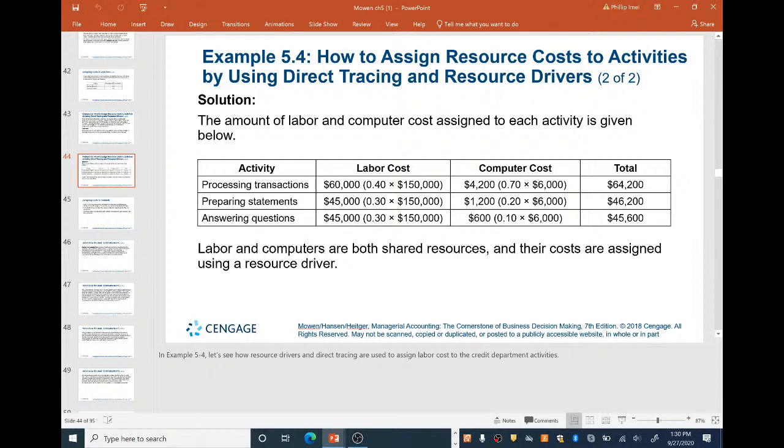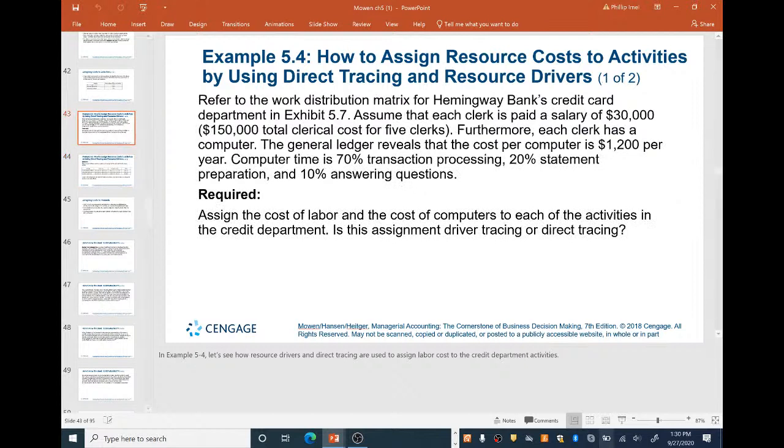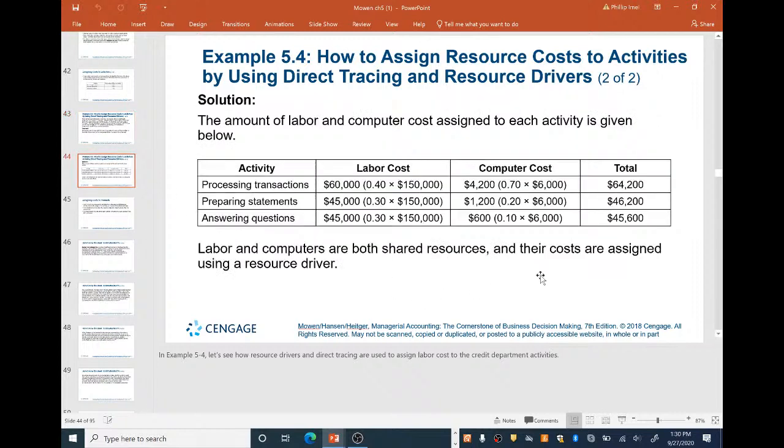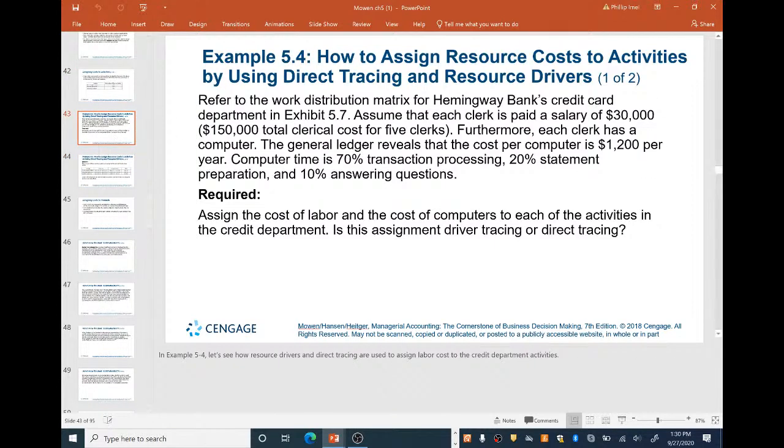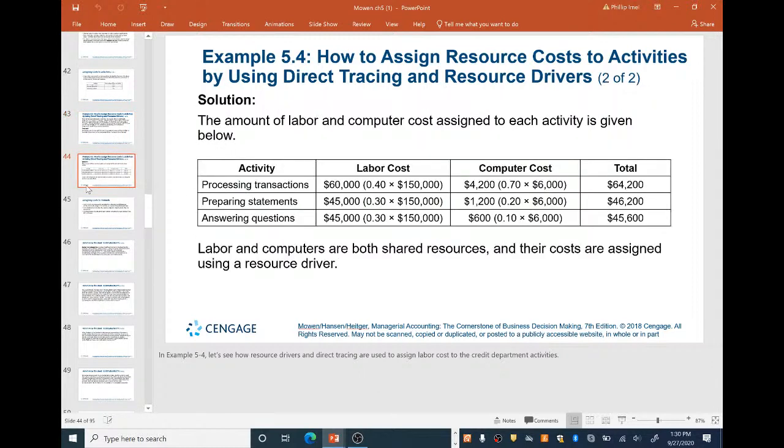So labor and computers are both shared resources, and their costs are assigned using a resource driver. Okay. So the last part of that, this would be driver tracing, right? So it's a resource driver because they're shared. The labor cost to computer cost, we have to drive with the percentages that we did right here based upon that matrix here and the data given to us in this question.